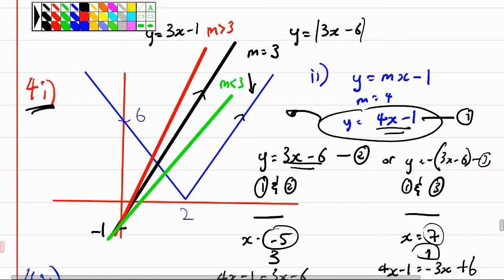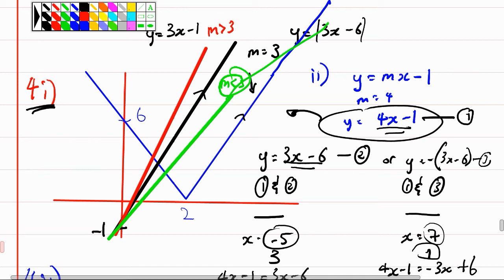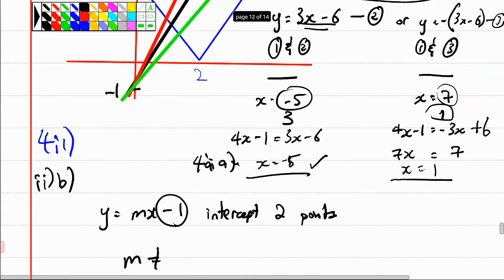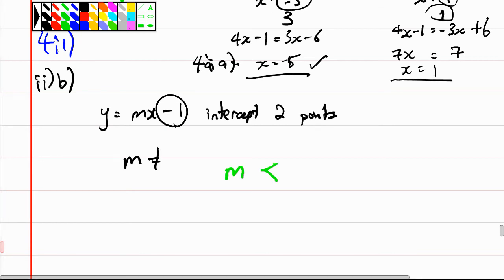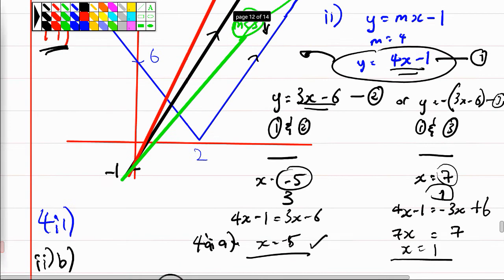But if less than 3, will it touch 2 times? Yes. Why? Because this blue line will extend forever. This green line will extend forever. As long as they are not parallel, somewhere they will meet. Do you understand? So my m must be lesser than 3. But lesser than 3, if it's smaller to a certain extent, it will also touch 2 points. Do you know where it will be?